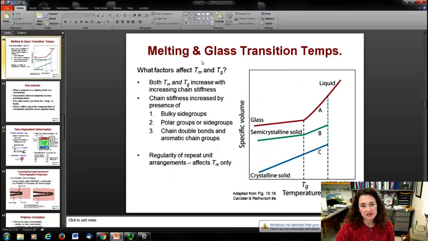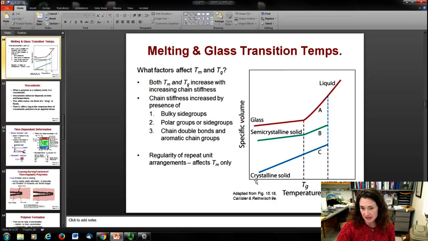So what factors can affect the melting temperature and the glass transition temperature? Both of these increase with increasing chain stiffness. And the chain stiffness can be increased if you have bulky side groups, polar side groups, or double bonds and aromatic groups. The regularity of the repeat unit arrangements affects only the melting temperature.